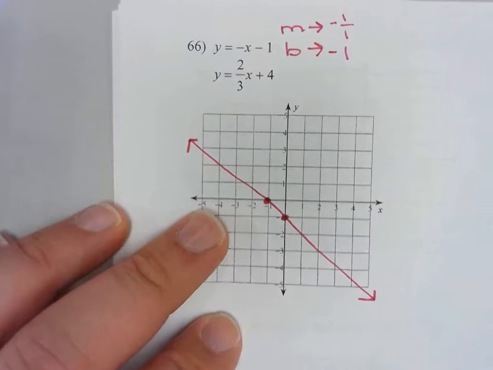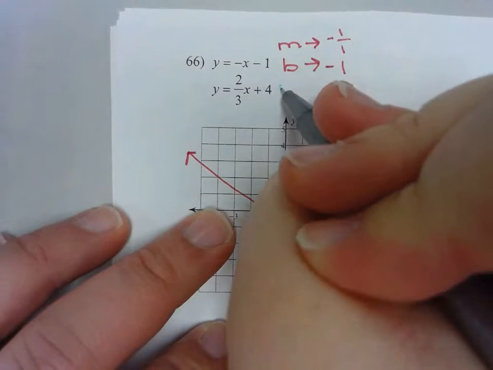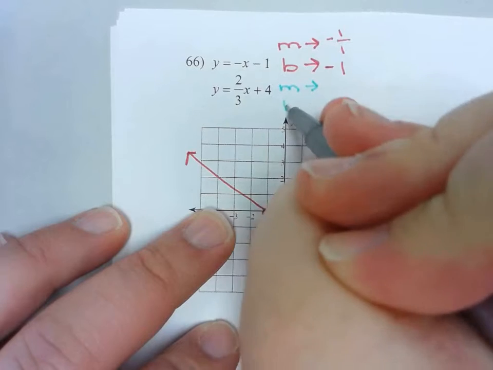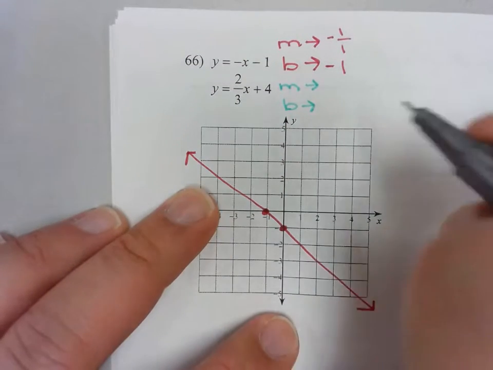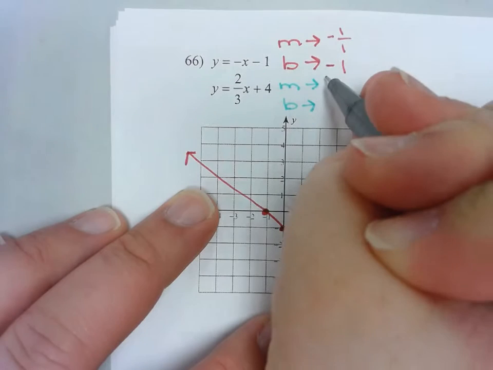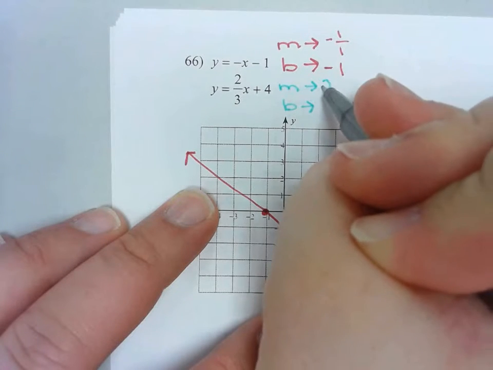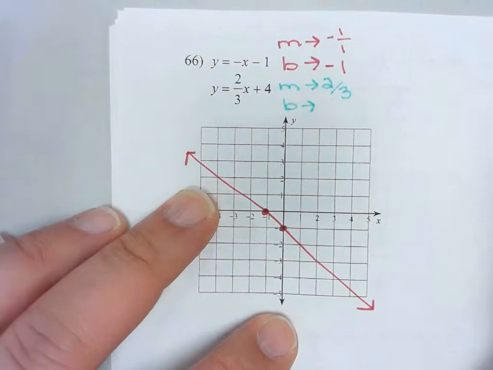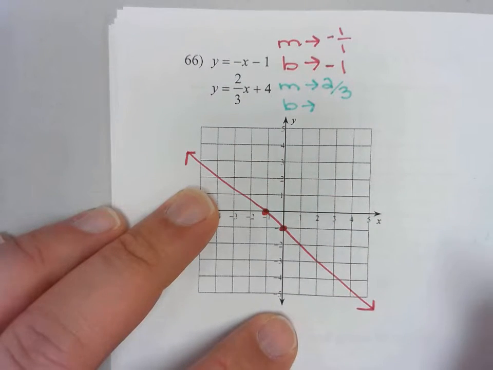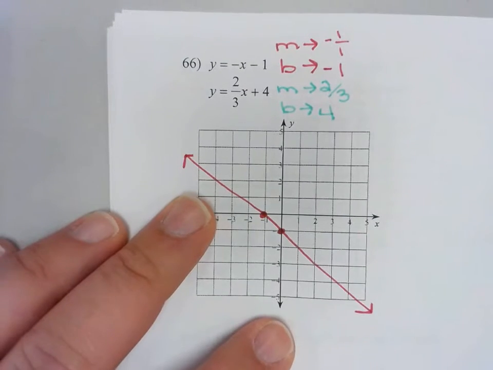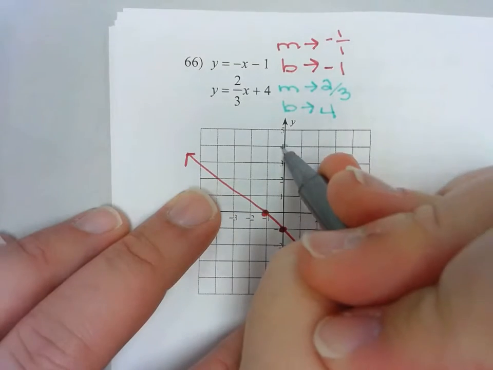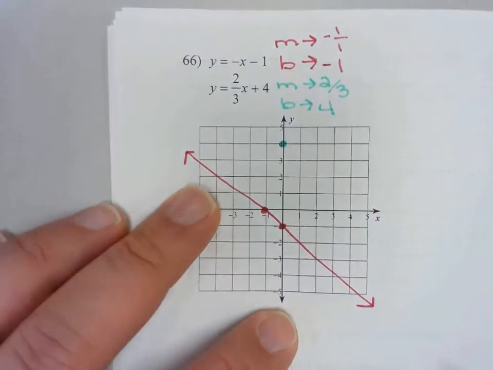Second one, we have my slope and y-intercept. It's already in slope-intercept form. Slope is what? 2/3 is my slope. My y-intercept is 4. So we're going to go up 4 to my y-intercept first.